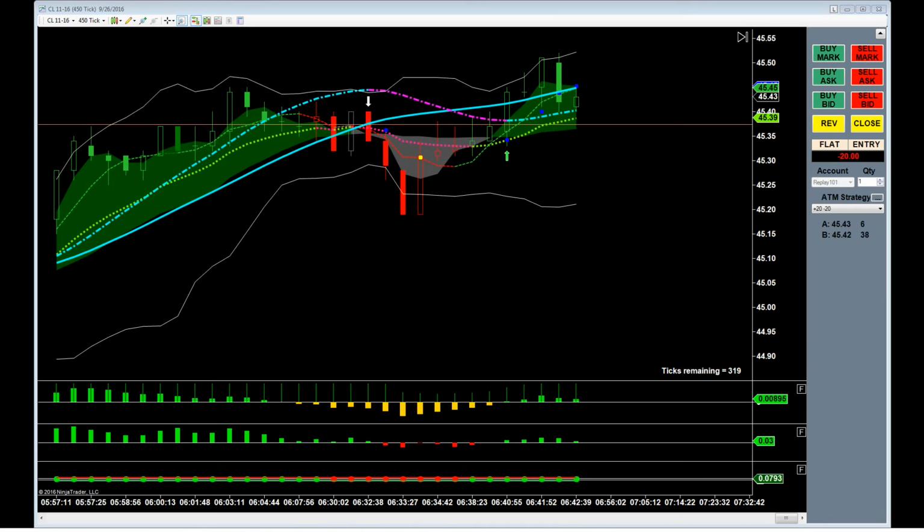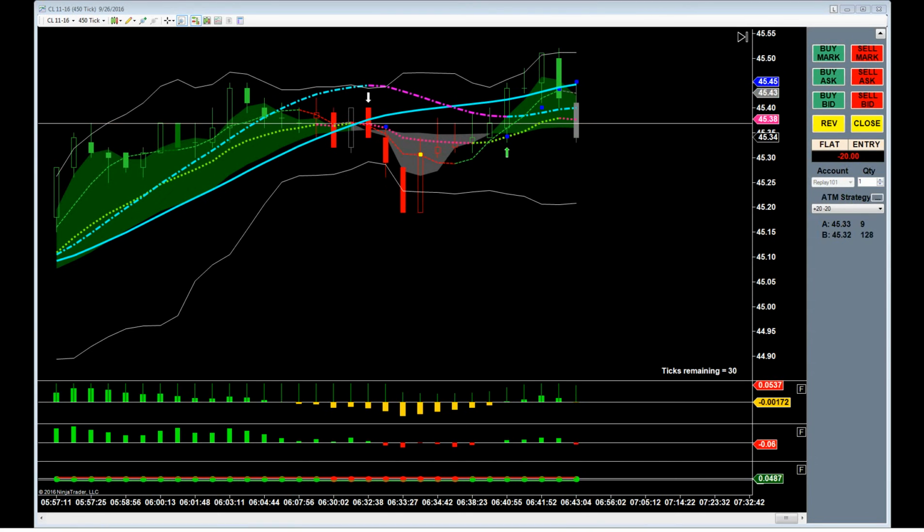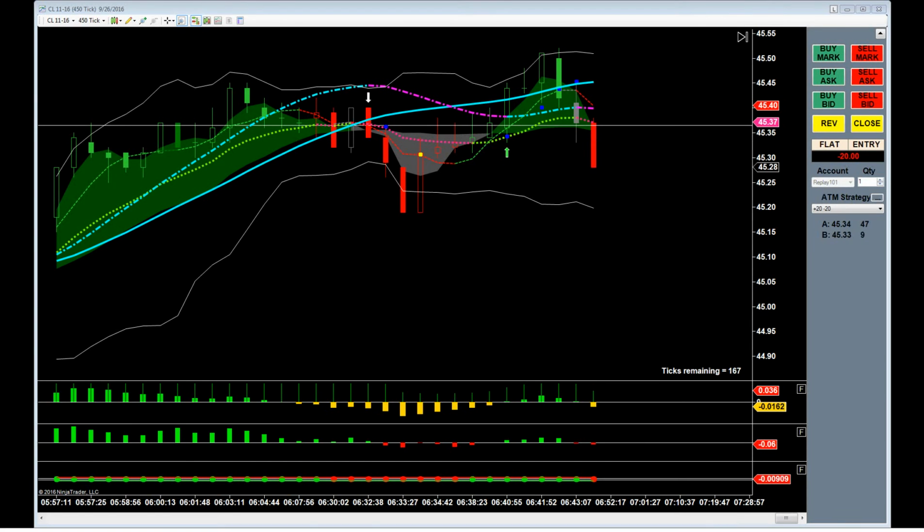If you're trading 2 contracts, you're up $400. Not bad. If you're trading 4 contracts, you're up $800. Although, I should say you're up 40 ticks, and each tick's worth $10 there.